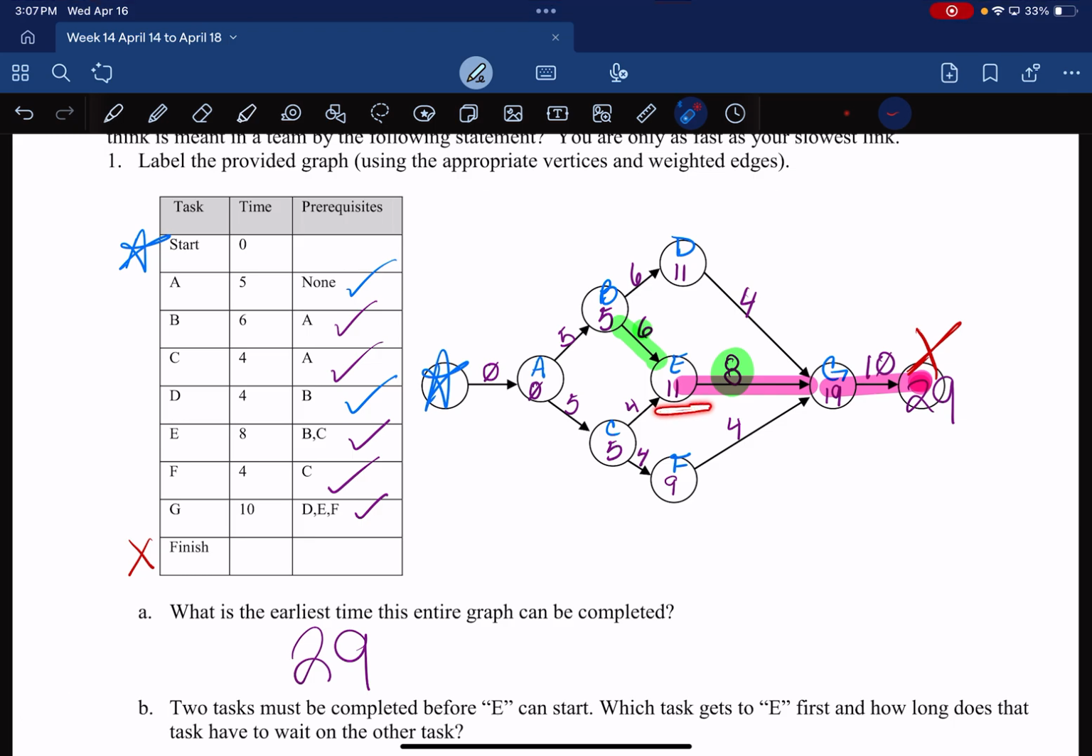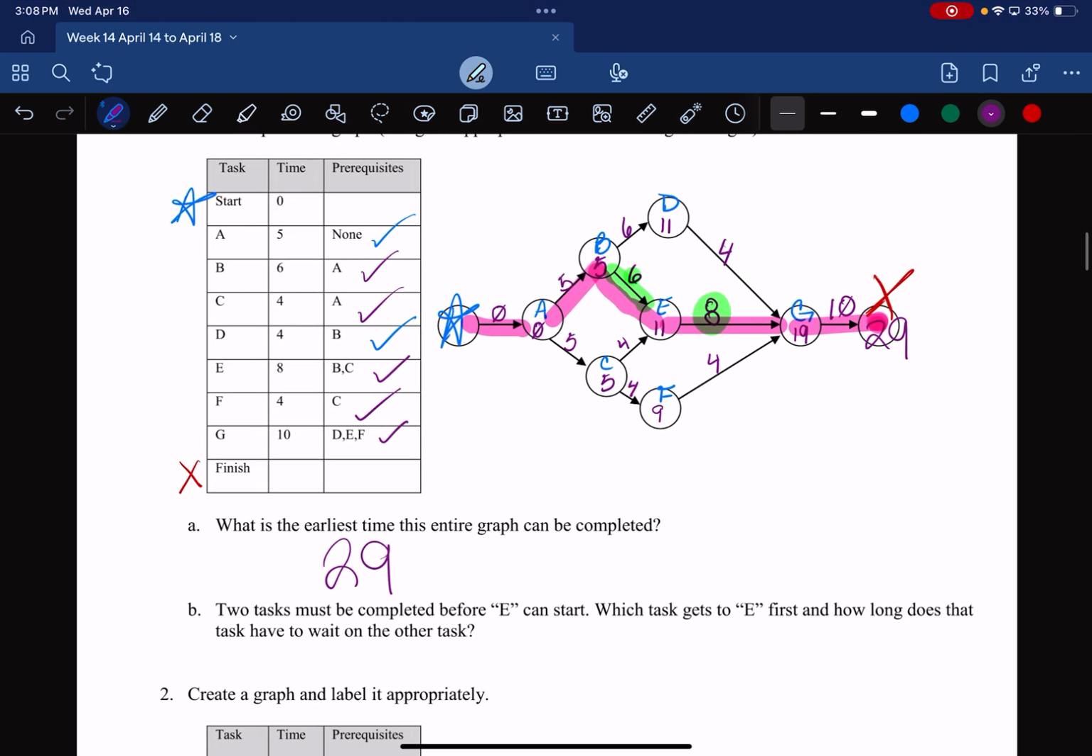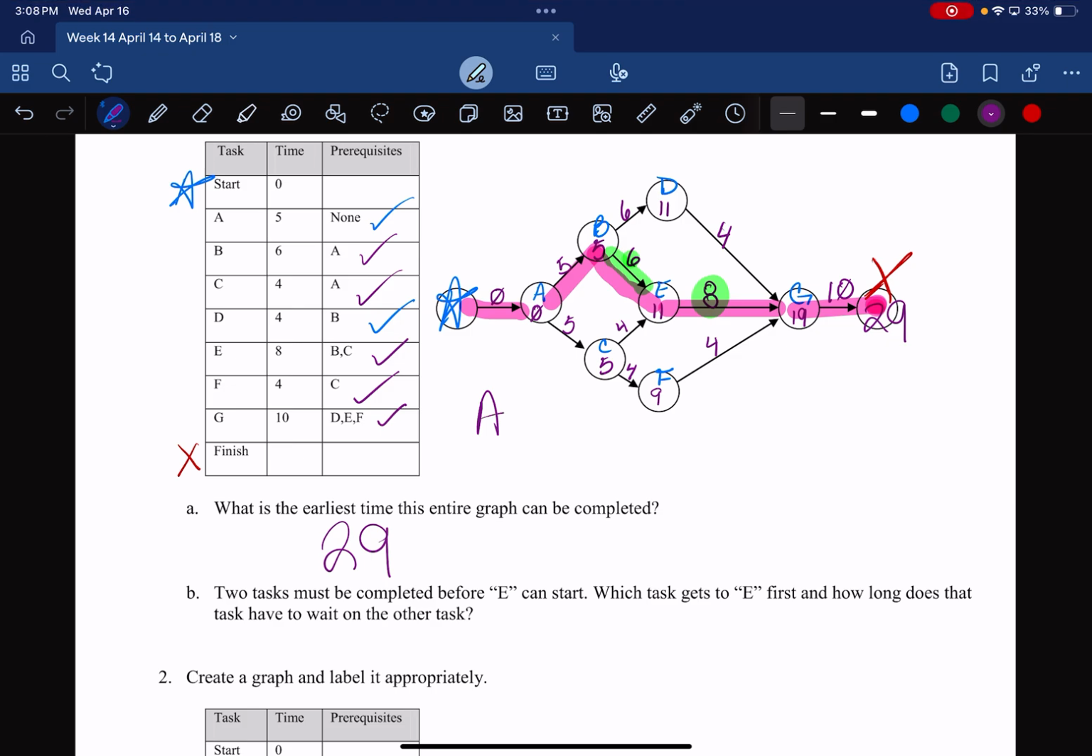So how did I get this 11 to get from E? Well, 5 plus 4, that's 9. 5 plus 6 is 11. So we know we took that route. Now we're looking here. We're at B. The only way to go to B is from A. And that's the path for our amount of time. The people we were waiting on were A, B, E, G. That is the way that we had to do it.